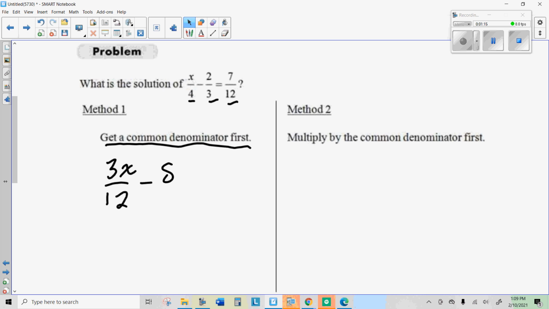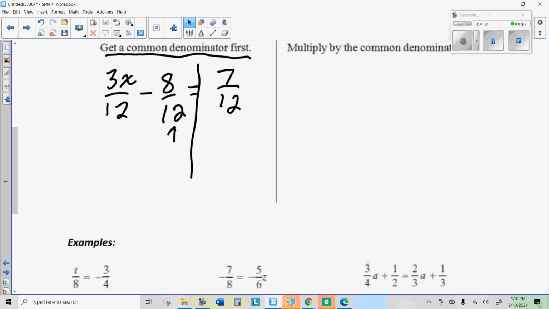2/3 is the same as 8/12. And all I did to get that is figure out what number times 3 equals 12, and then multiply 2 by that same number. And then 7/12 has already got that. Okay. Now, when you're doing your balancing, you don't have to worry so much because you all have the same denominator. Like, we're going to have to add 8/12 here to get rid of this.